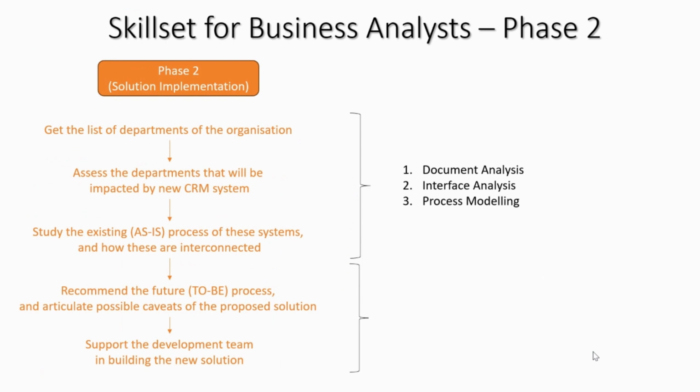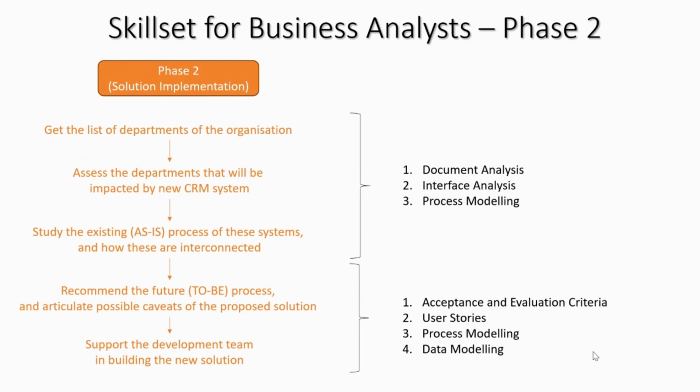Now, for the next set of activities, that is, to recommend the future to-be process and articulate possible caveats of the proposed solution, as well as to support the development team in building the new solution, a BA may need to employ techniques like acceptance and evaluation criteria, user stories, process modeling, data modeling, etc.